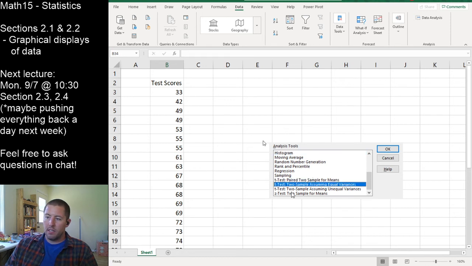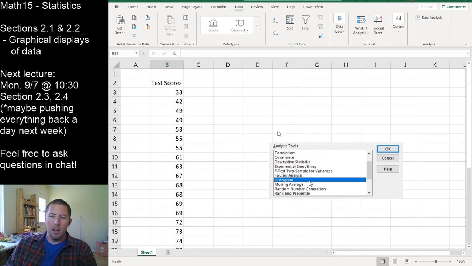All of these tests, these three t-tests and this z-test, we're also going to use all four of those this semester. So we're going to be here a couple times this semester. Just so you're aware, these are all relatively useful. Histogram is what we want right now, so I'm going to choose that and click OK.